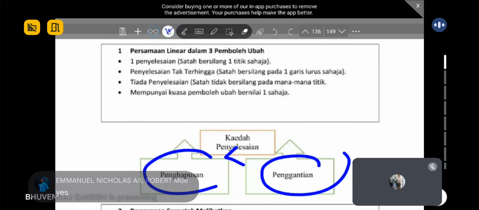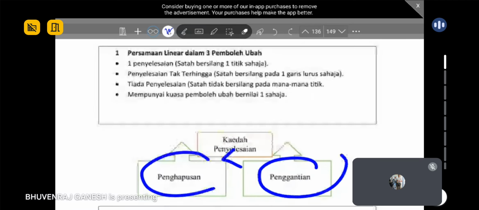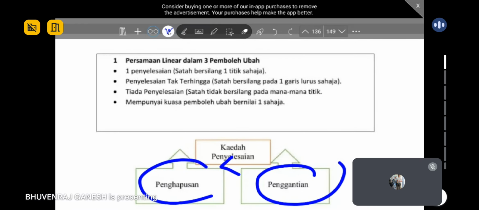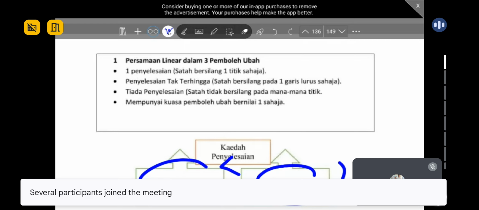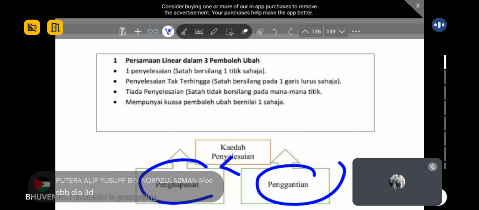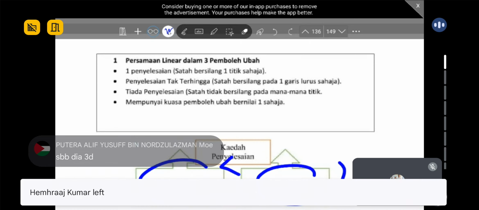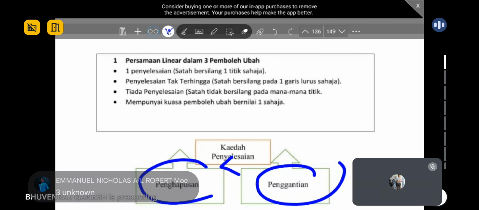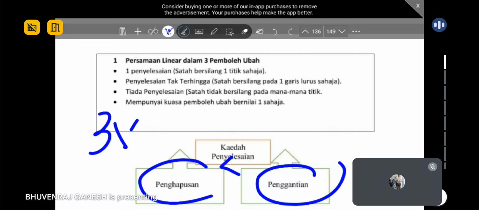For this part, you cannot draw a graph. Untuk bahagian ni, tak ada kaedah penyelesaian graf. There is no graphical method. Can anyone tell me why? Kenapa sistem persamaan 3 pemboleh ubah dia tak ada kaedah penyelesaian graf? Why with 3 variables, we cannot use the graph drawing method? Very good, guys. 3D.